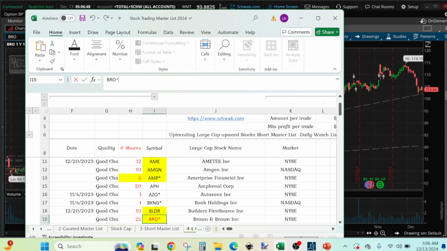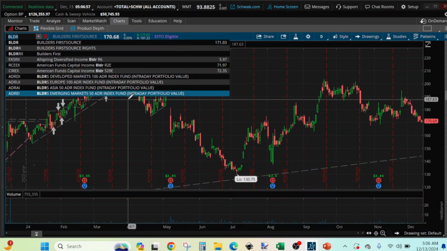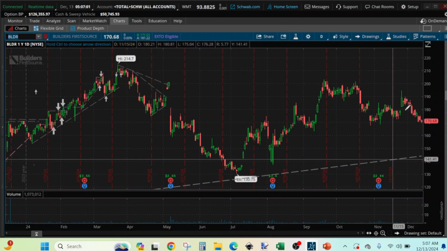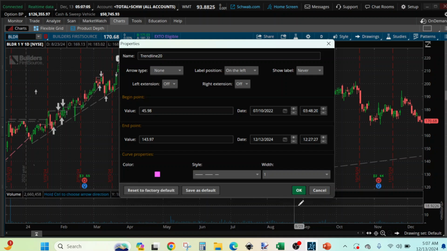And I can just put some asterisk there as well. So BLDR, we bought it and it went negative there for us. So this one, we can just make this line purple. I'm not sure what kind of line is there, but it's there.